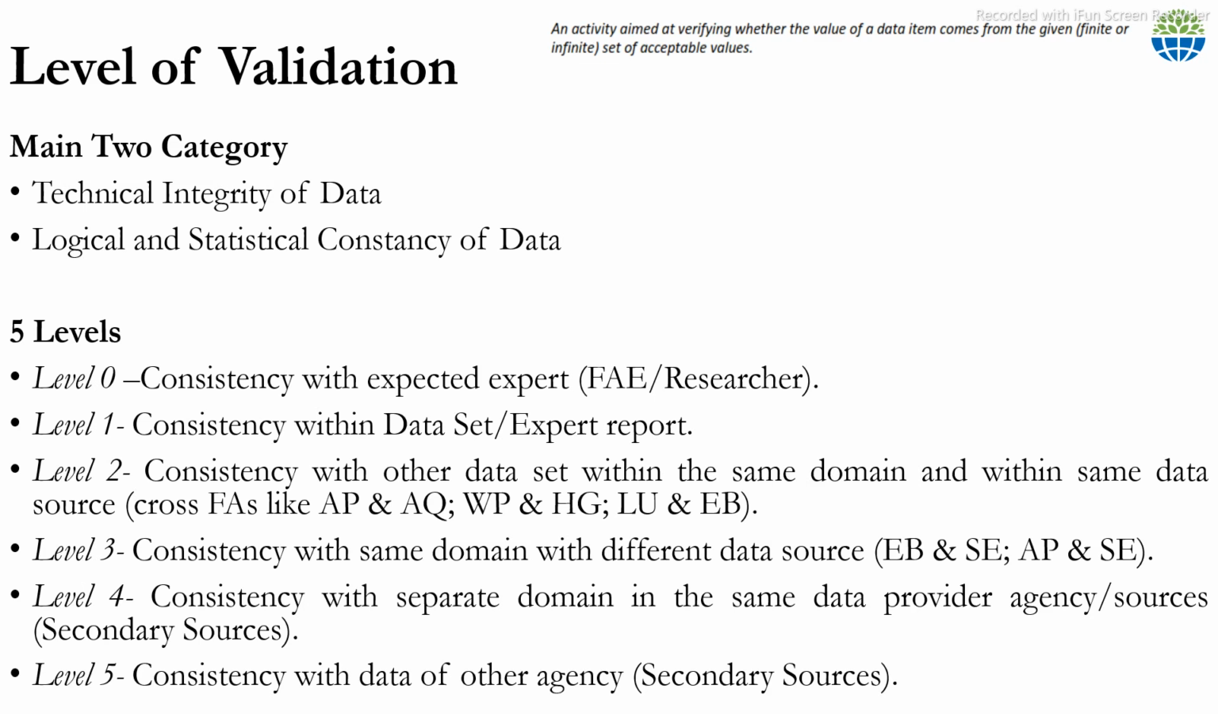And level 2 is consistency with other data sets within the same domain and within the same data source. For example, you can take the example of EIA. If you are preparing an EIA, then you can cross-check with the functional areas. Functional areas like cross-checking of AP with AQ, WP with HG, LU with EB. Why are EB and LU correlated? Of course, they are correlated. Ecological change detection can be done by land use mapping using satellite imagery. Groundwater potential can be done by hydrological studies, and air pollution, GLC, etc.